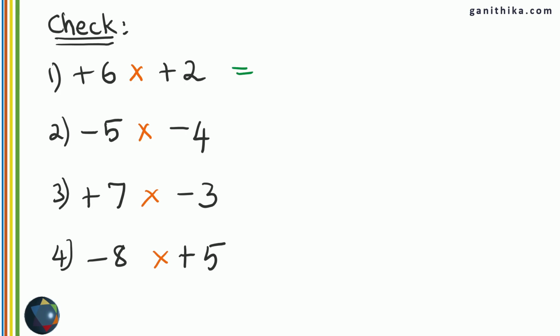So positive will be positive 12. Negative will be positive 20. Positive negative is always negative. You don't have to worry about which is bigger or which is smaller. As long as you see positive negative on multiplication, you just put the negative sign for the results.